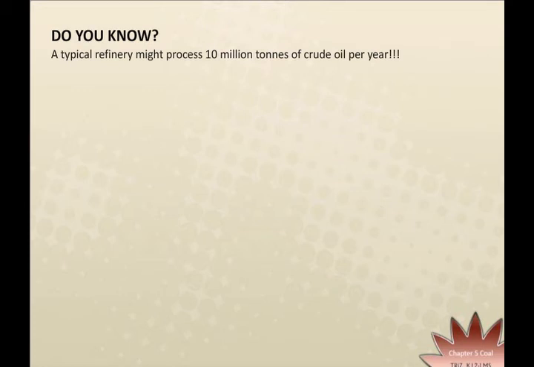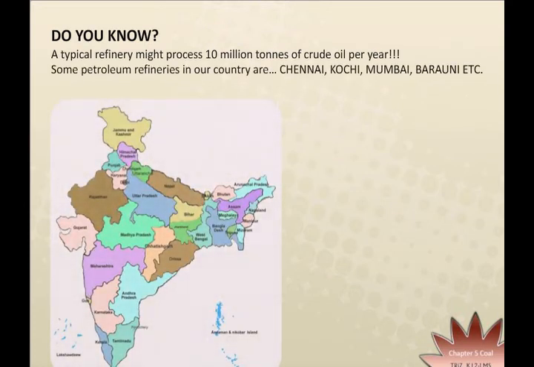Do you know, a typical refinery might process 10 million tons of crude oil per year. Some petroleum refineries in our country are Chennai, Kochi, Mumbai, Barauni, etc.